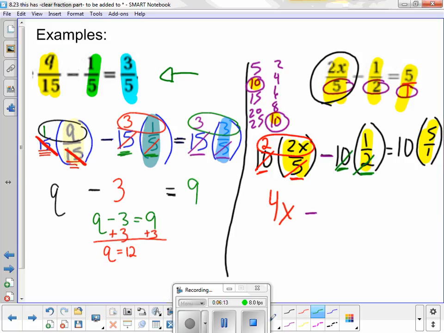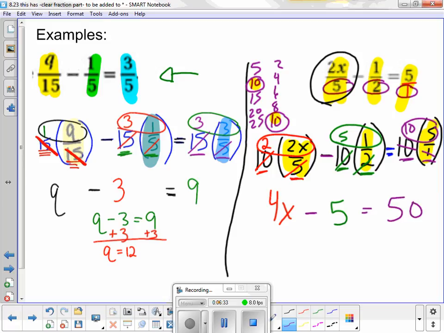Well, 10 divided by 2 is 5. 5 times 1 is 5. And then we bring down the equal sign just like it is. And I have a 1 and a 10. 10 divided by 1 is 10. 10 times 5 equals 50.